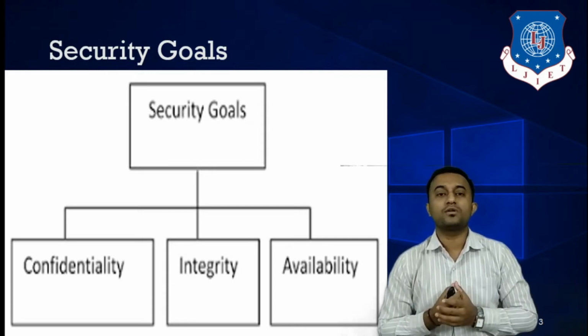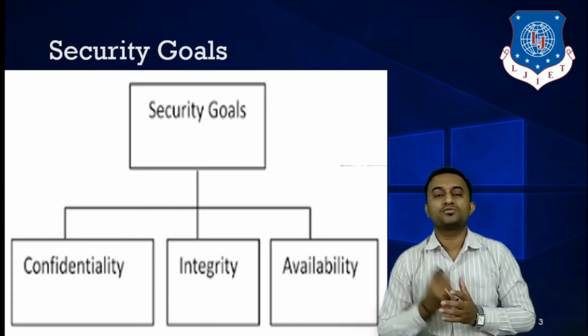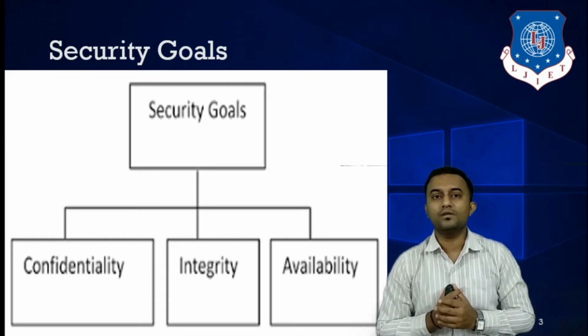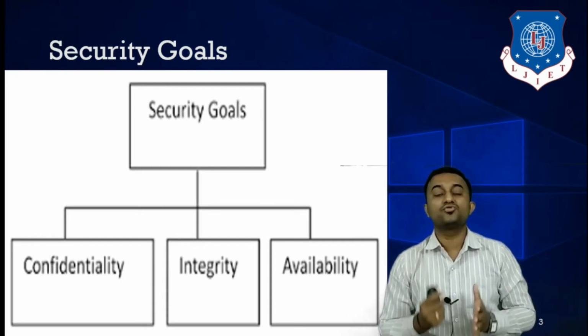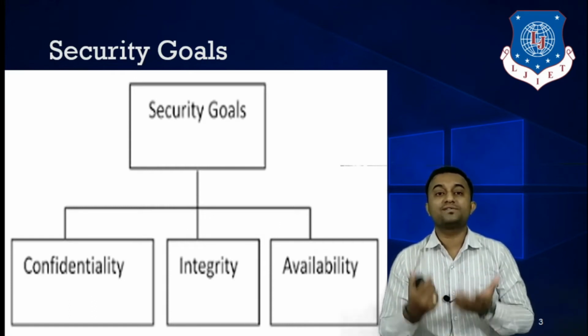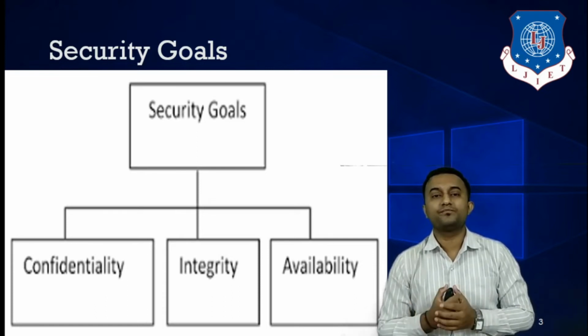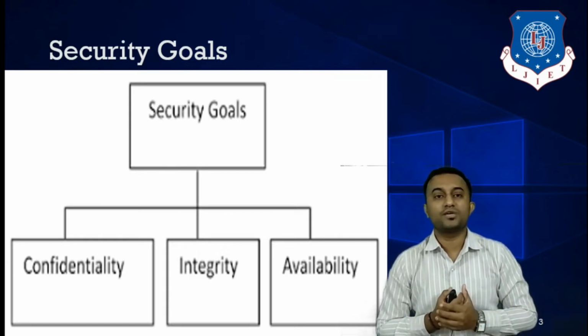Availability means the information should be available at any moment of time. Suppose a user is demanding a particular resource, so that resource needs to be available at any moment of time. If the resource is not available, if the request is not satisfied, definitely there is no question about security and all the other things. Because if a transaction is unable to happen, definitely the rest of the things would be useless. So availability is a very important security goal.